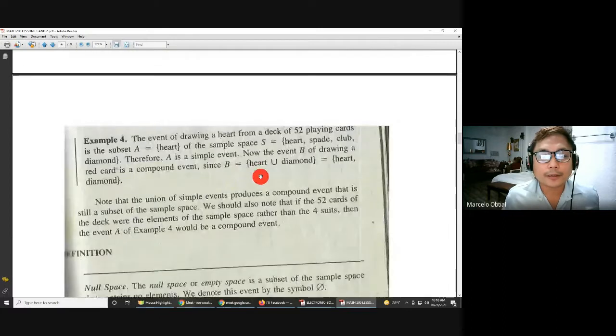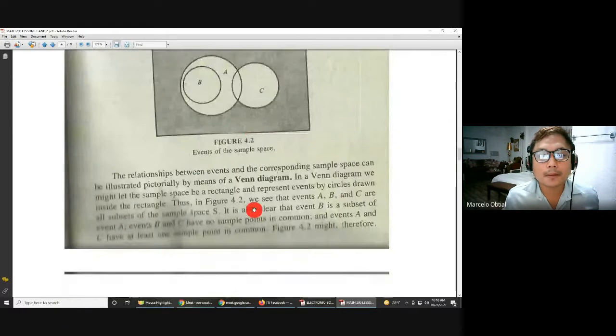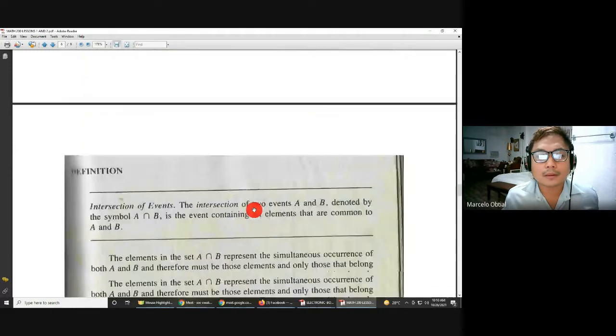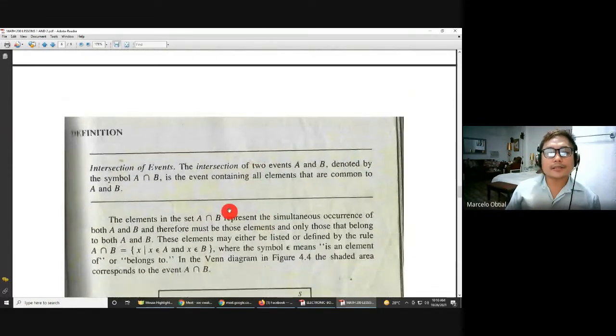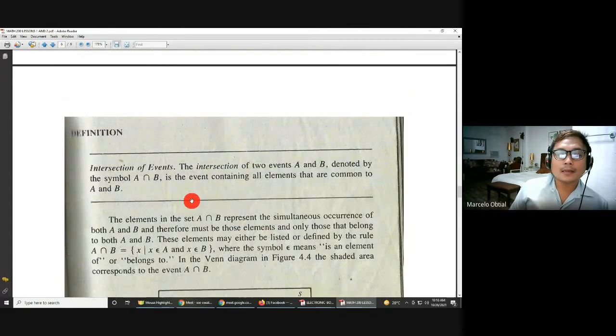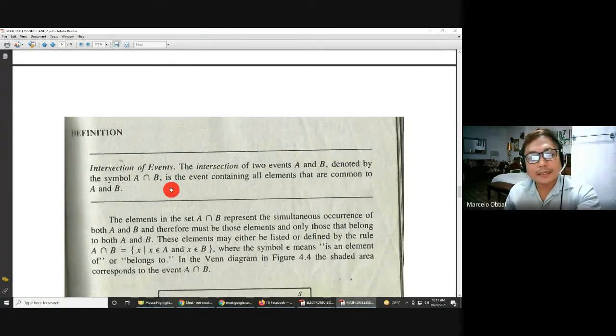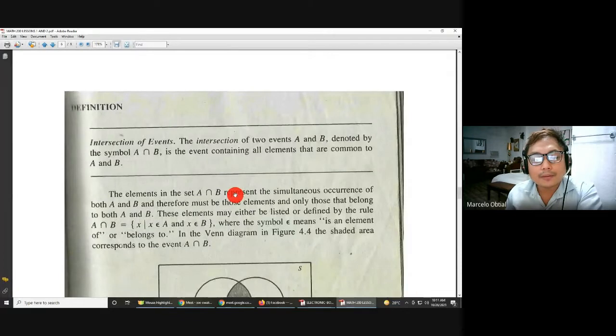There are four operations of events. First is intersection of events. The intersection of events A and B is denoted by the symbol A intersects with B. This symbol, the inverted U, means intersection. It is the event containing all elements that are common to A and B. So that's the definition of intersection.